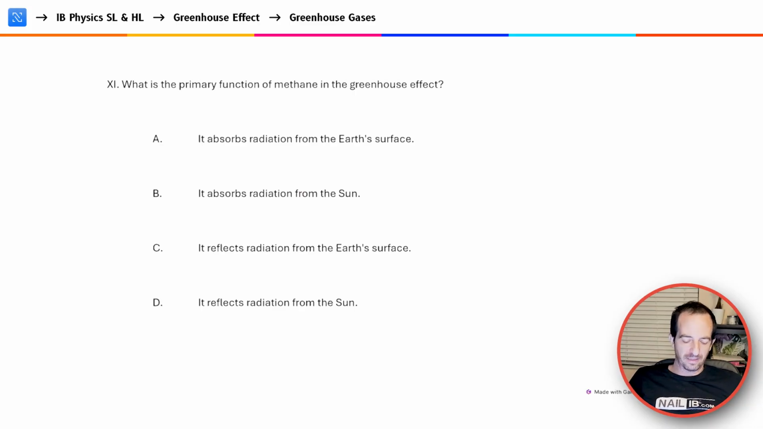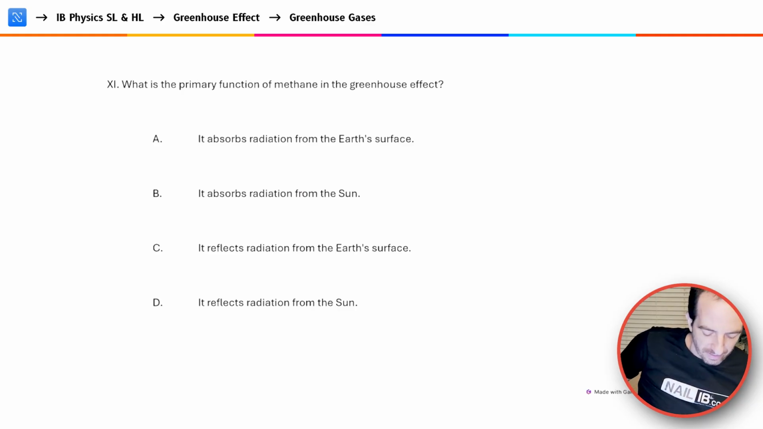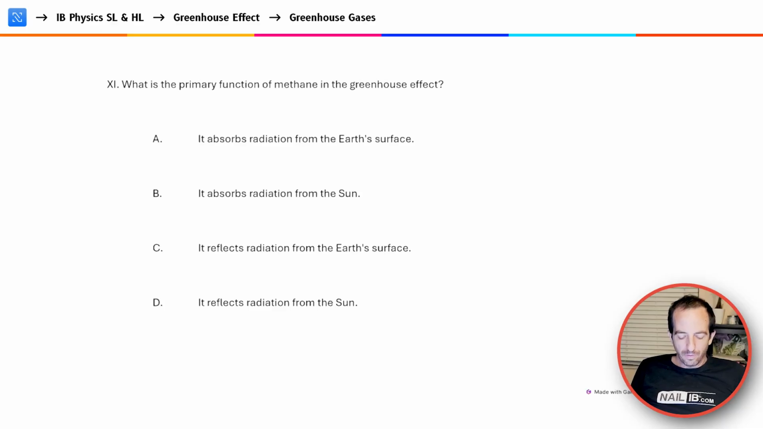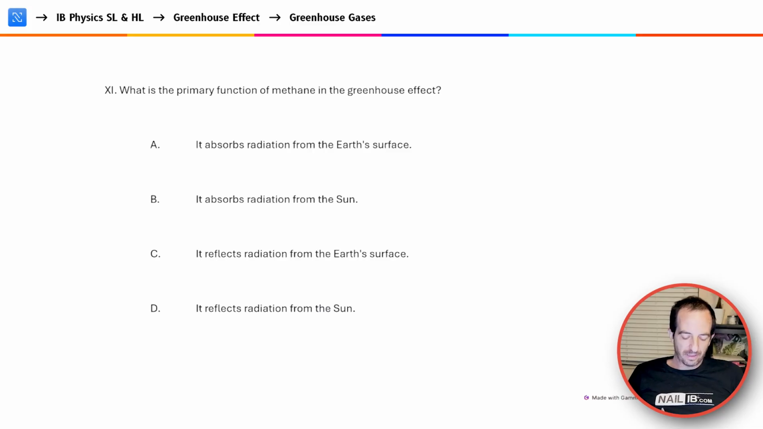Now let's take a look at a few MCQs, which are ways that they could test you on these ideas. Again, not very mathematical or mathematical at all. They mainly want you to understand these ideas. Based on what we learned, what would you say is the answer to: what is the primary function of methane in the greenhouse effect? Methane, like the other three greenhouse gases, what does it do? It primarily, A, B, C, or D. Think about it for a minute.